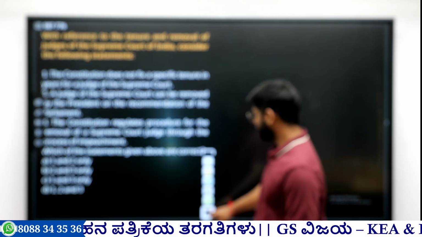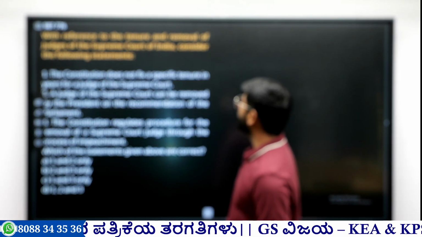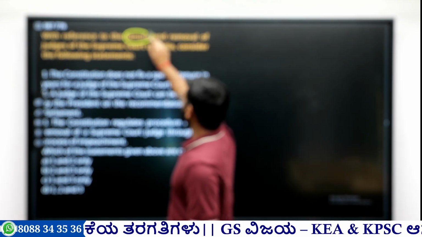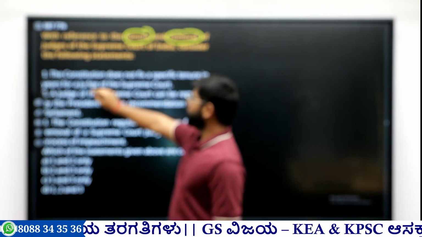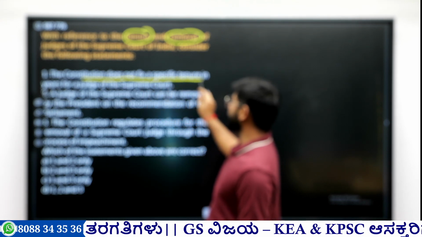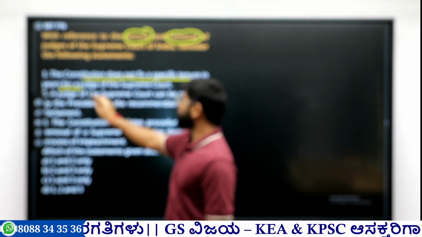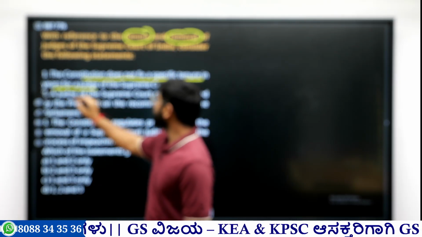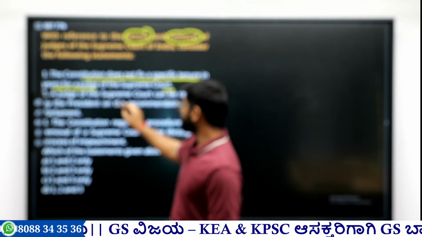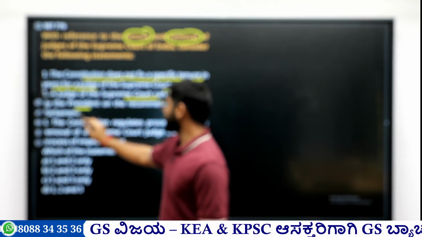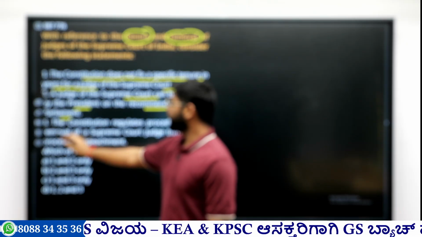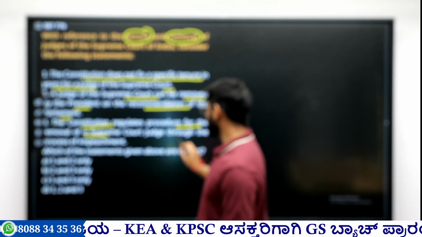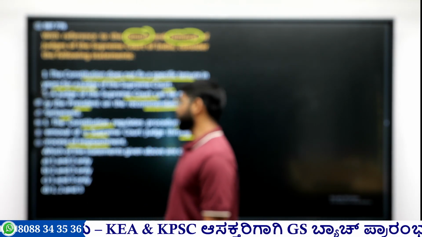The next one: with reference to tenure and removal of judges of the Supreme Court, consider the following. It is asking about the tenure and the removal of judges. Now the first statement: the Constitution does not fix a specific tenure in years for the judges of the Supreme Court. The judge of the Supreme Court can be removed by the President on the recommendation of Parliament. Then the Constitution regulates the procedure for the removal of Supreme Court judges through the process of impeachment.